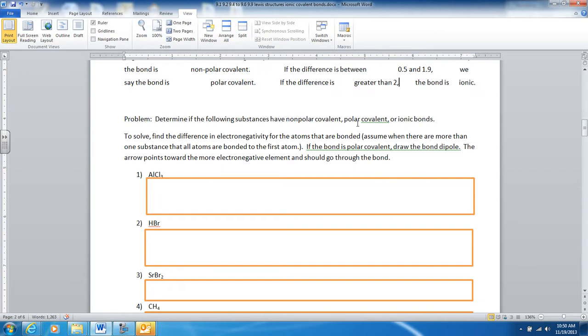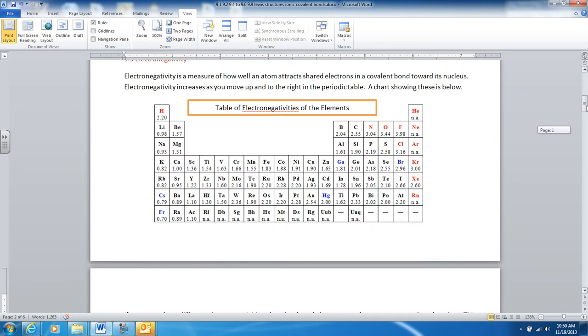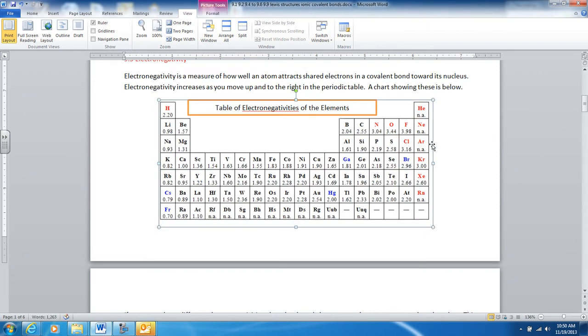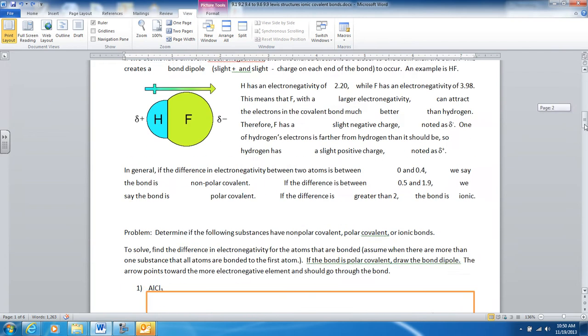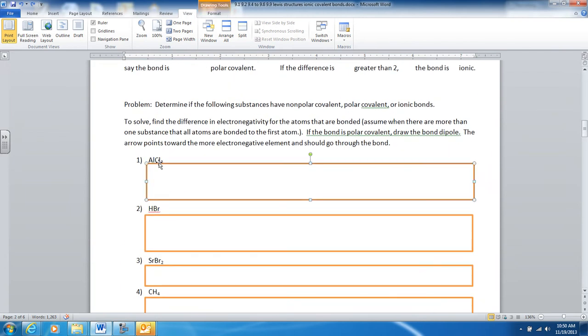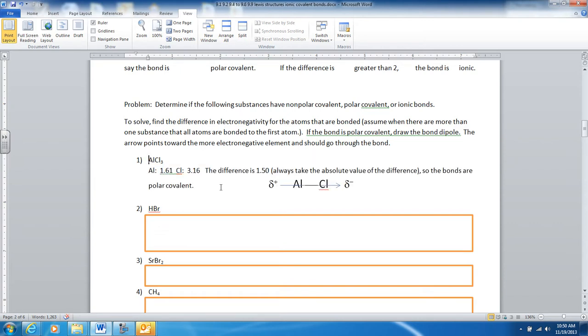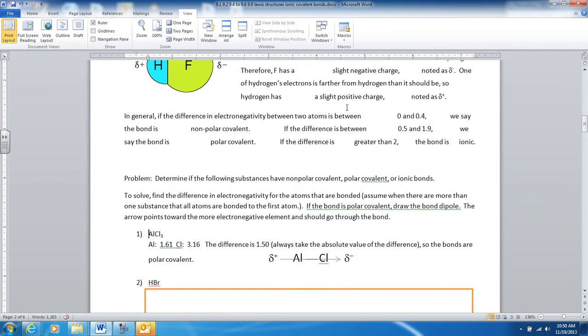Okay, so problem. Determine if the following substances have nonpolar covalent, polar covalent, or ionic bonds. We're going to have to find the electronegativities of the two different elements and find the difference. So aluminum and chlorine. Aluminum, 1.61, chlorine, 3.16. So we do 3.16 minus 1.61. You take the absolute value of the difference between the two numbers. We do not deal with subscripts. Even though it's AlCl3, that just means there's 3 Cl's, each bonded to an aluminum, and we're checking each of the bonds separately. So aluminum 1.61, Cl 3.16, difference is 1.55. 1.55 is between these, so therefore polar covalent.